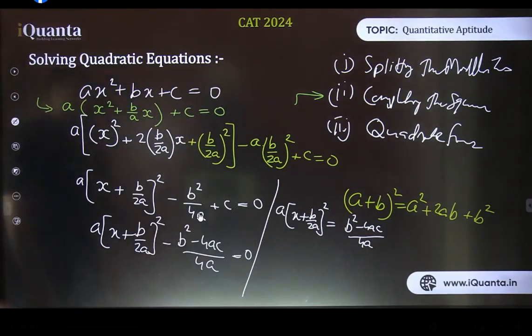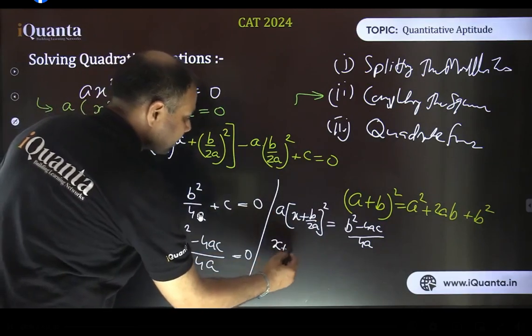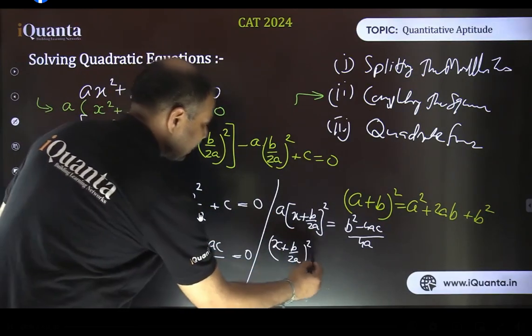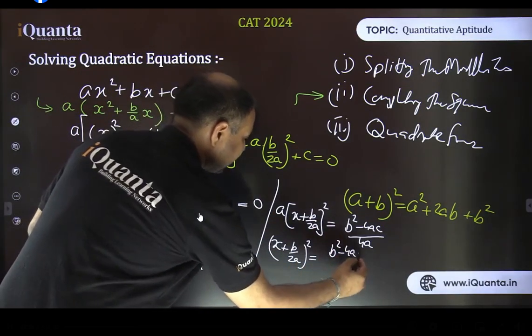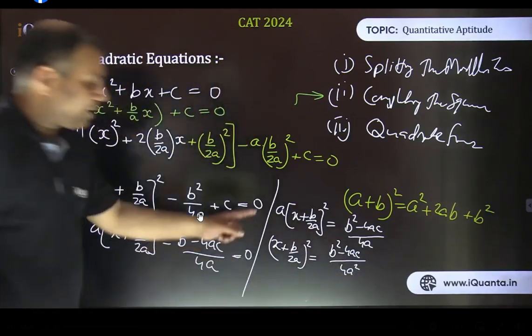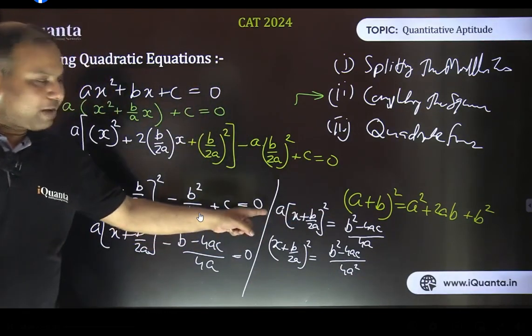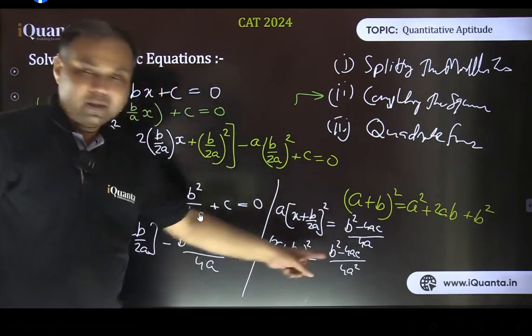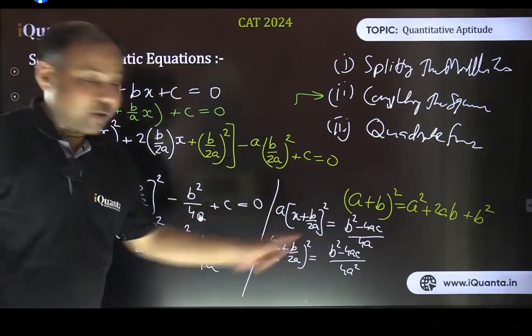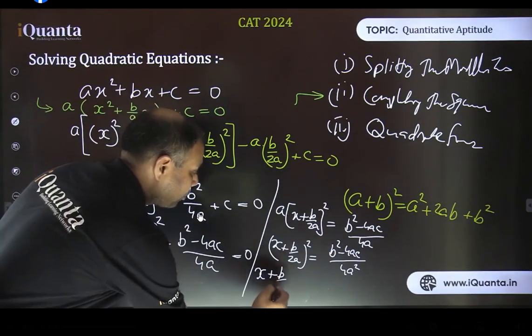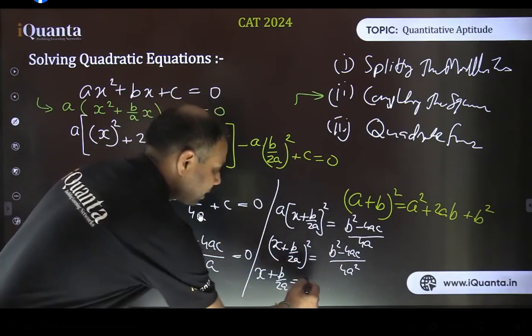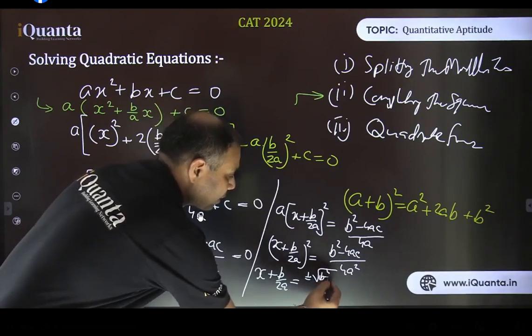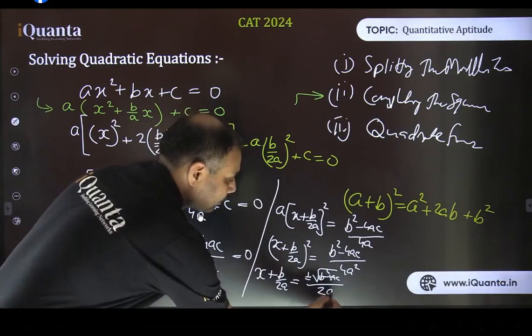Now, taking this a also on that side, we will get (x plus b by 2a) whole square equals b square minus 4ac upon 4a square. I have divided both sides by a, or basically this a which was in multiplication has been taken to the denominator. Now, because it is square, take square root on both sides. We will get x plus b upon 2a equals plus minus square root of b square minus 4ac upon 2a.